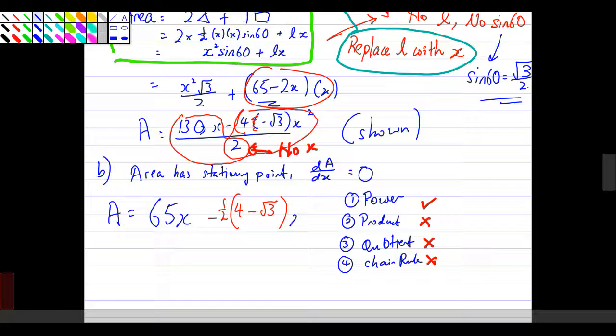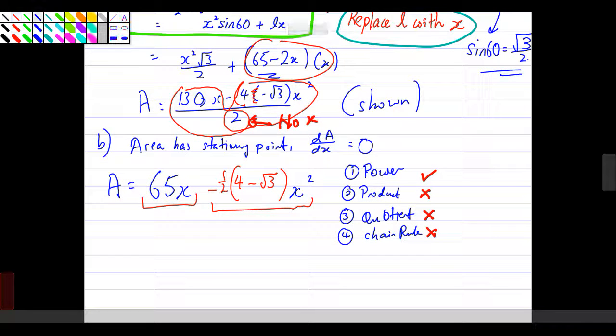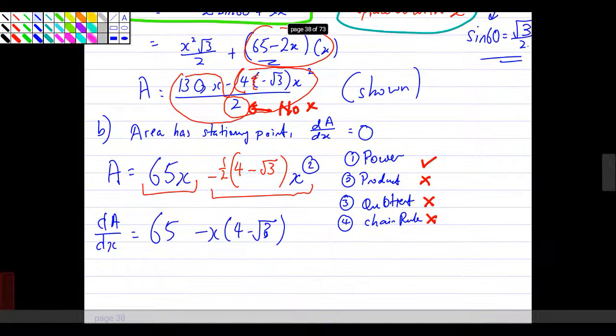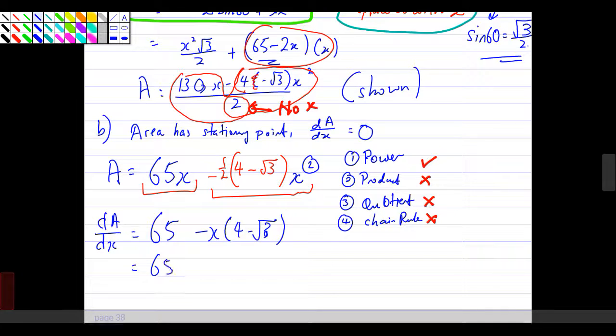So you see this one is actually just 2 terms. One is here, one is here. Can follow? So dA/dx becomes very simple. x, 65x, I differentiate is just 65. This one there's a square, the power will multiply, so this one will be just 4 minus root 3, and then the x I put in front. If I want to really expand it, don't want. So I keep it this way.